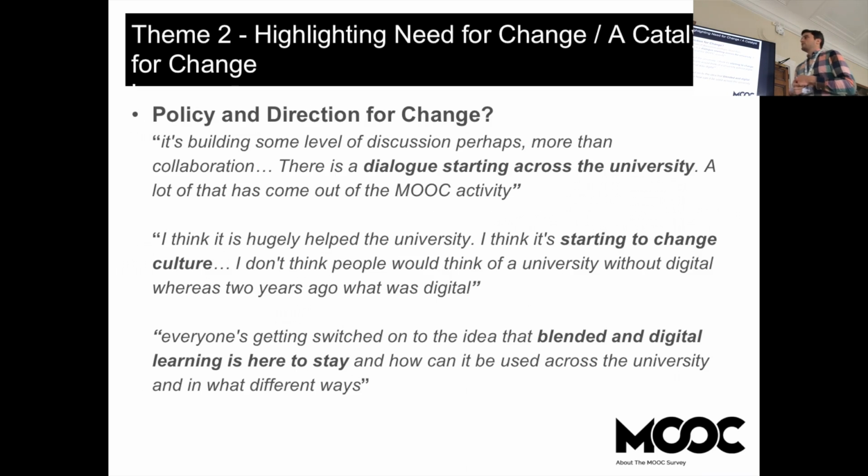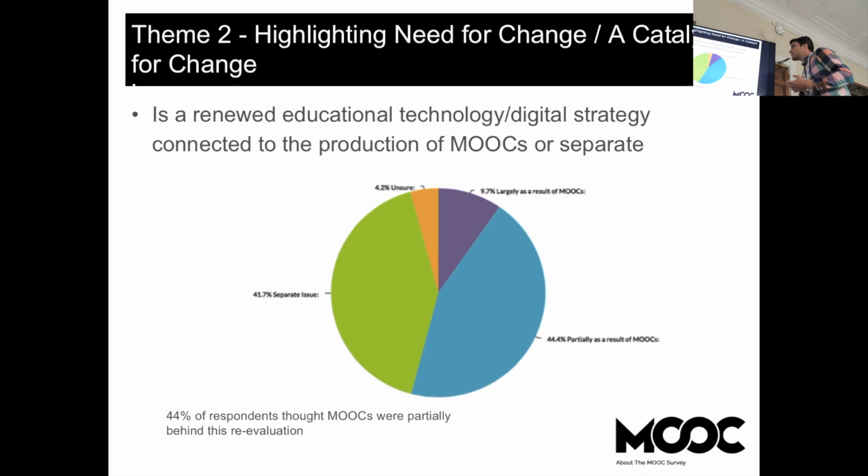So does that mean there's a direction for change? I think it seems to have helped those discussions about roadmaps: can we change our programme approval process? Can we encourage people to think differently about how they teach, whether that's using the DVLE or bringing online MOOC content or online learning back into on-campus students? Overall, it's getting people switched on to those ideas. And people thought it was a separate issue as much as partially a result of MOOCs, that a lot of the renewed strategies coming out are partially connected to MOOC activity.